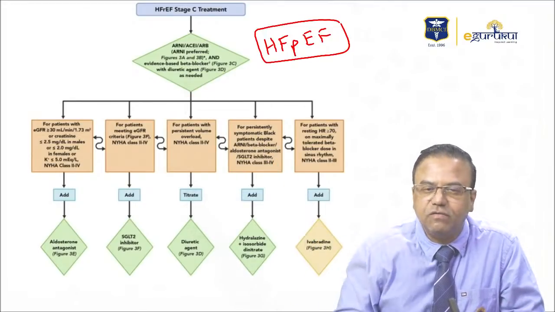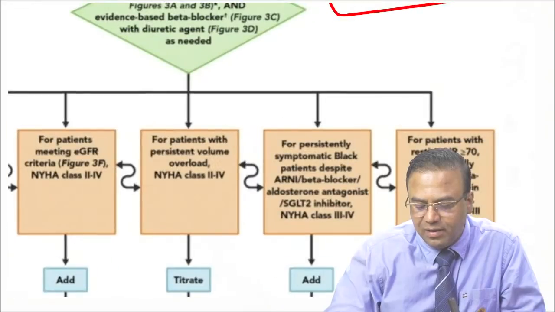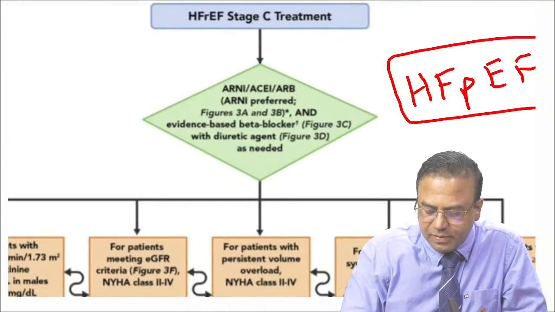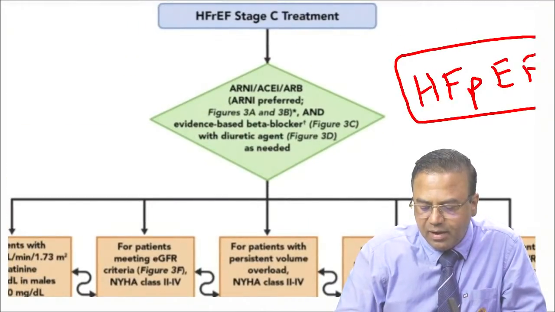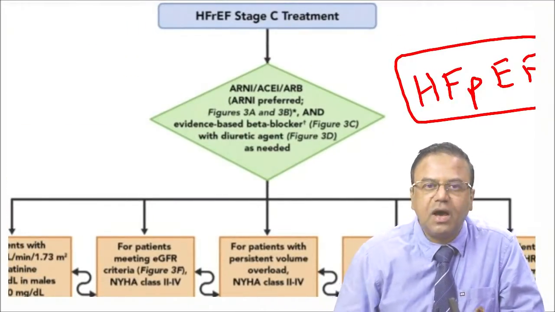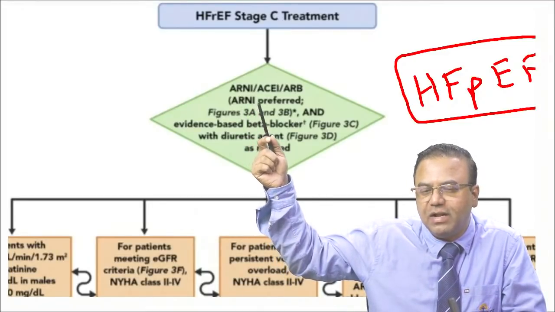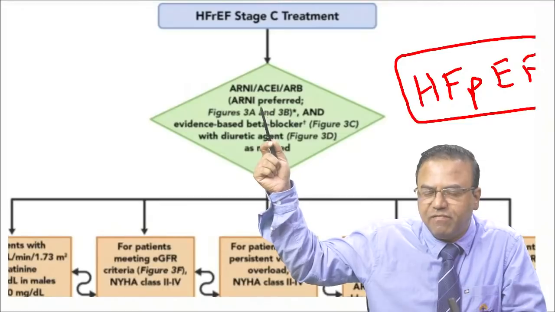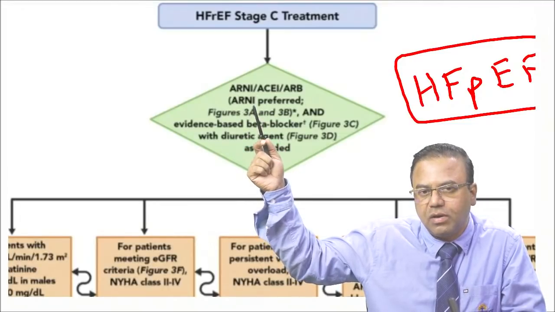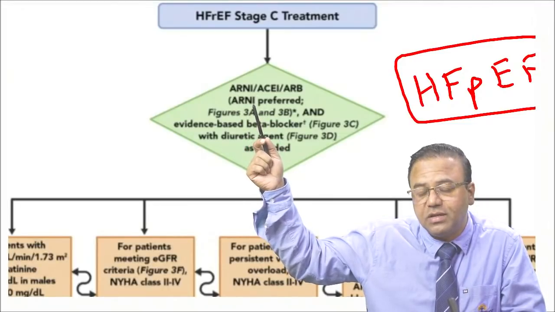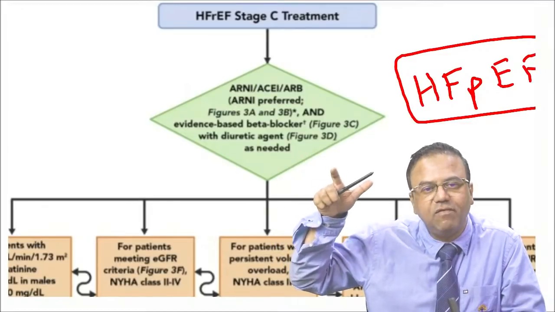But in reduced ejection fraction, we've got a lot of drugs. You all know ARNI. ARNI is basically angiotensin receptor and neprilysin inhibitor. So this ARNI, angiotensin receptor neprilysin inhibitor, is basically a sacubitril and valsartan combination. That is the preferred option now. ARNI, it's called, angiotensin receptor neprilysin inhibitor. That is nothing but sacubitril and valsartan.